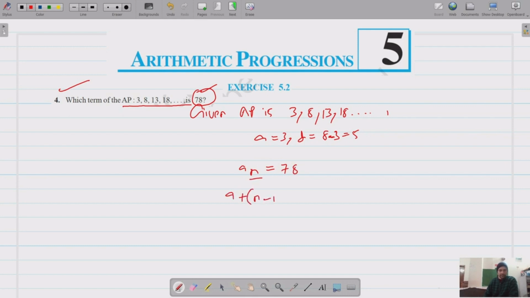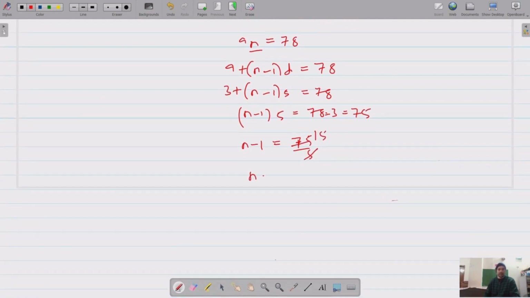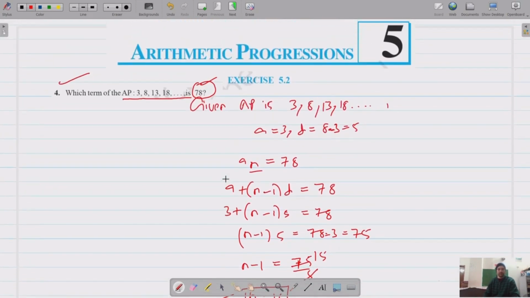So it's A plus N minus 1 into D is equal to 78. A is 3. N minus 1 into D. D is 5. So it's N minus 1 into 5 is equal to 78 minus 3. That's 75. Now n minus 1 is 75 divided by 5, which gives us 15. So n is 16. So this is the 16th term of an AP.